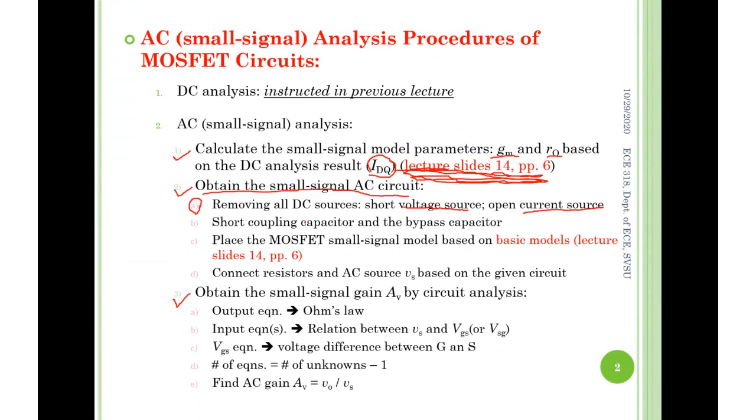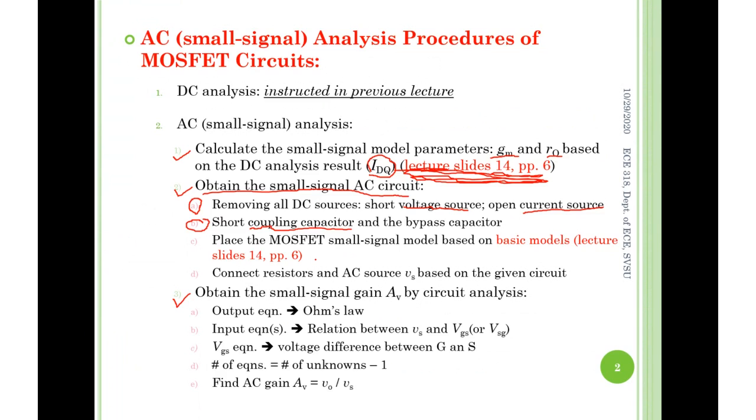Removing the DC source, and then short all of the capacitors. Here we have two types of capacitors we could possibly come across. The first one is called a coupling capacitor. We discussed this already. It is at the input or output, in series with the input source or in series with the output. It is trying to couple off the DC and only let the AC pass through.